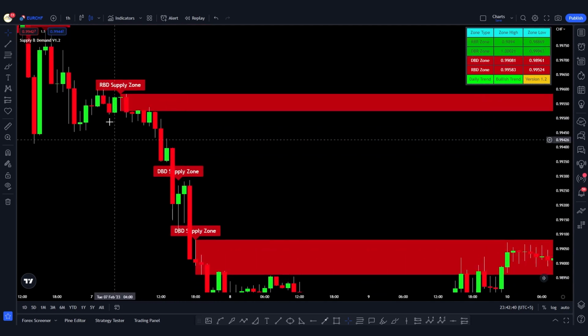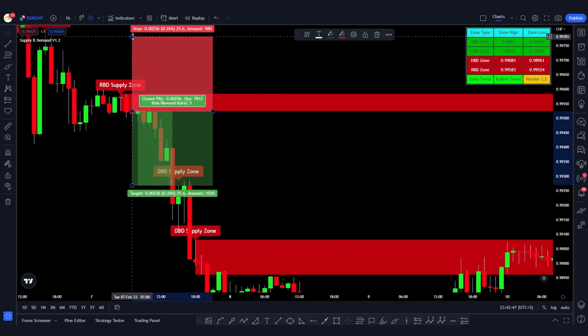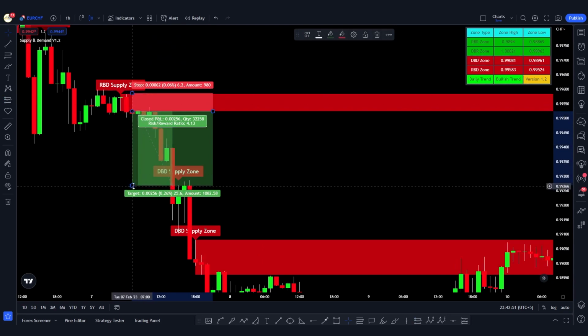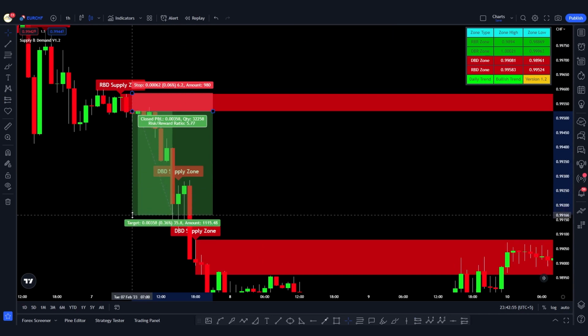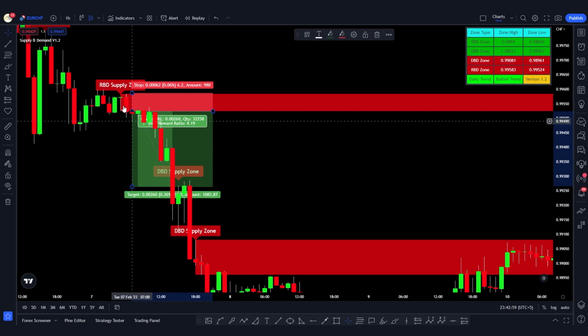So we can take a short position as soon as the supply zone forms, and let me just go ahead and put our entry here, and we can put our stop loss just above the high of the supply zone, and we can target any risk to reward ratio between 3 and 4. So we can go here, and as you can see, our risk to reward ratio is met, and once the 1-to-1 risk to reward ratio is met, we would break even the trade.